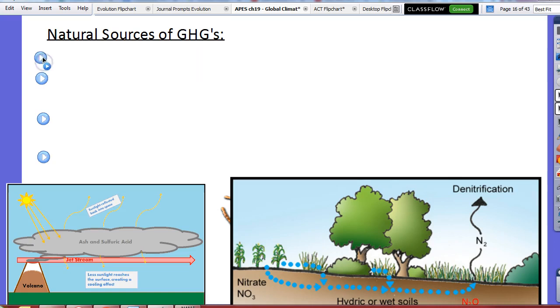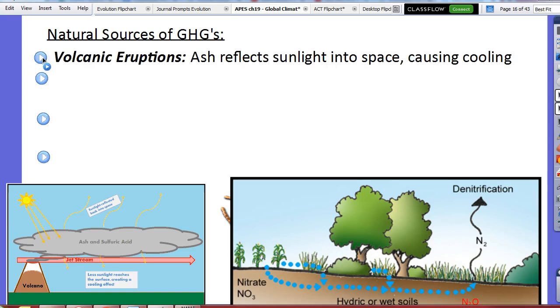We talked about volcanoes. So volcanoes cause cooling because the ash blocks the sunlight.